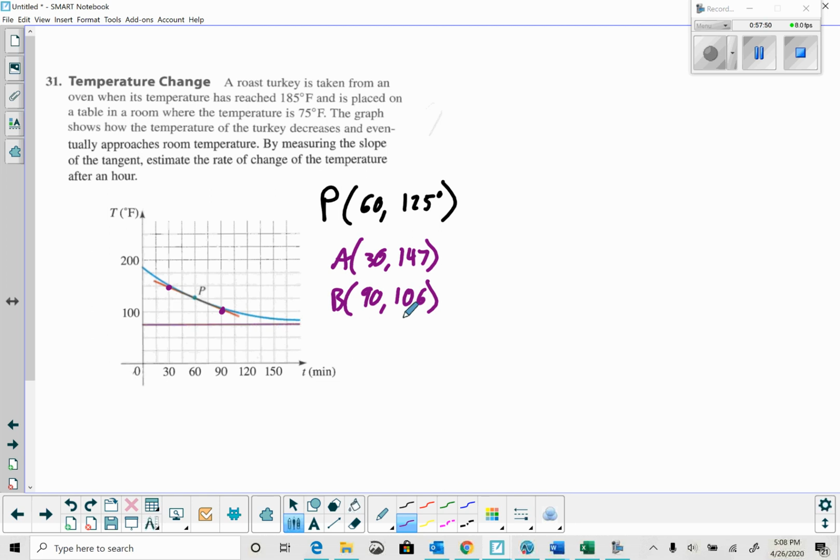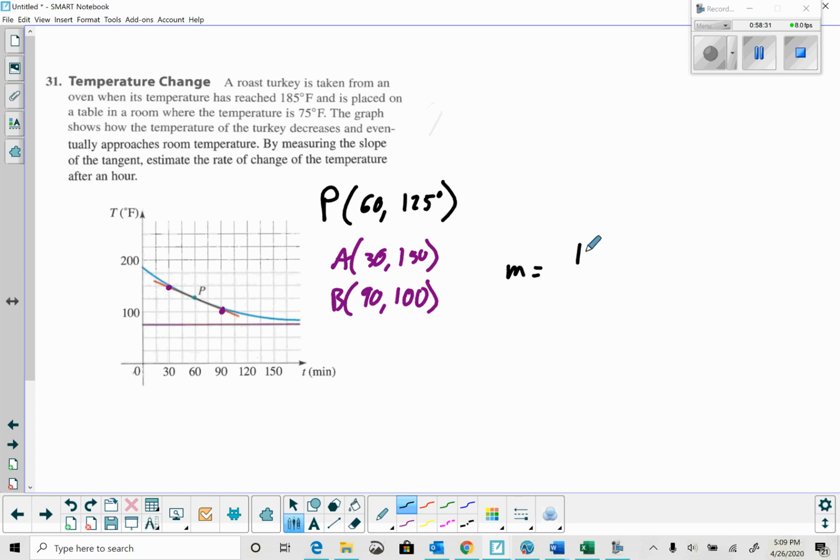Now, were your estimates for those coordinates the exact same as the authors? I'm highly skeptical. Okay? If you said after 30 minutes, that looks to me to be 150, and after 90 minutes, it looks like it's cooled down to 100 degrees, I'd take that. So now that we have A and B, forget about point P, forget about that actual point of tangency. We need a secant line. We need 2 points on the line to determine the slope.